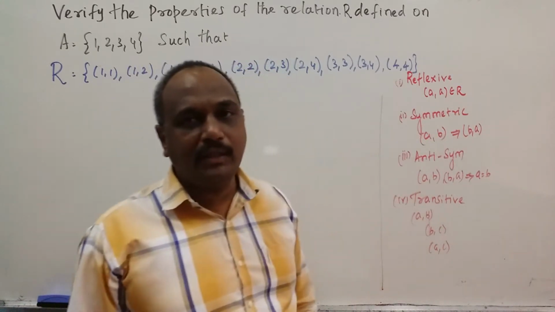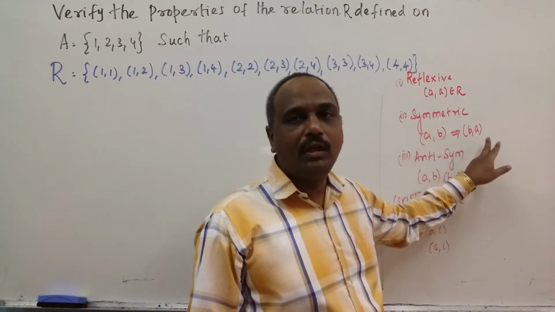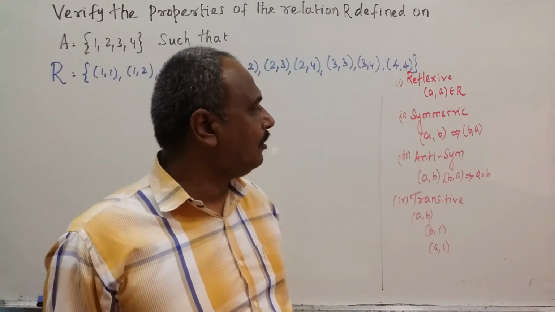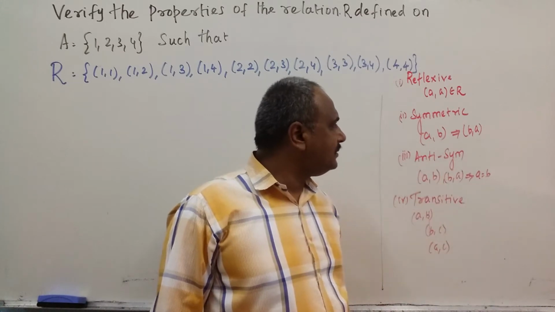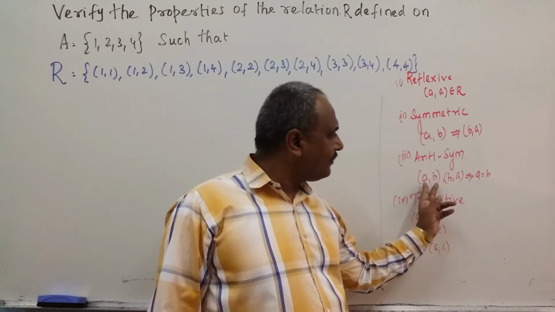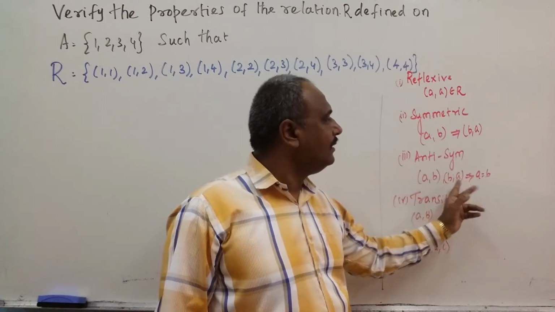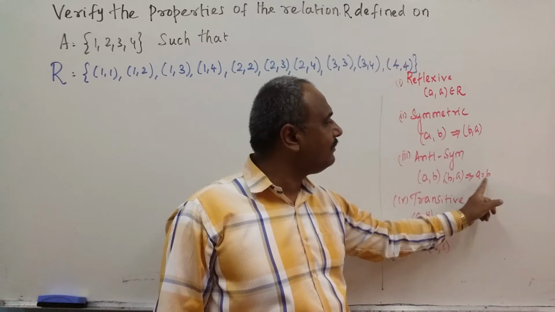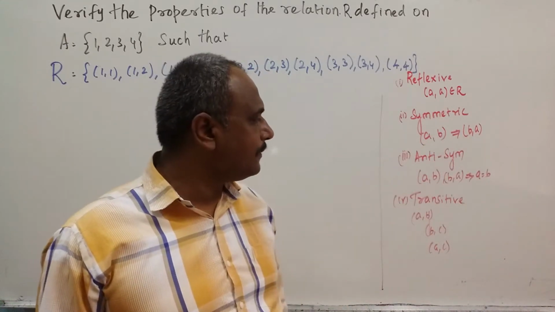Symmetric, we defined symmetric. The meaning of symmetric: if I take (a, b), I should have the opposite also in the relation, (b, a). Antisymmetric: if I have (a, b) and (b, a), if both are available, then a is equal to b. This condition is possible whenever we are having only the reflexive terms.